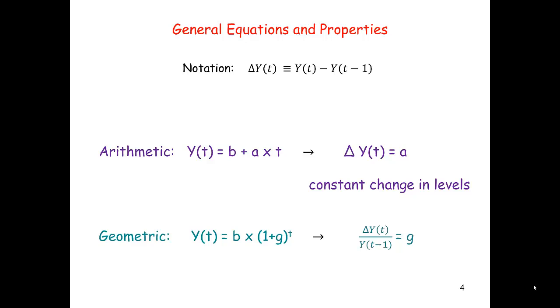The increment to y will always be that constant a. Now let's take a geometric series where we've made it more general than the specific examples. In this case, y is equal to b times that compounding factor, (1 plus g) to the t. Well, in this case, the percent change in y is going to be constant and is equal to g. So geometric series exhibit a constant percent change.